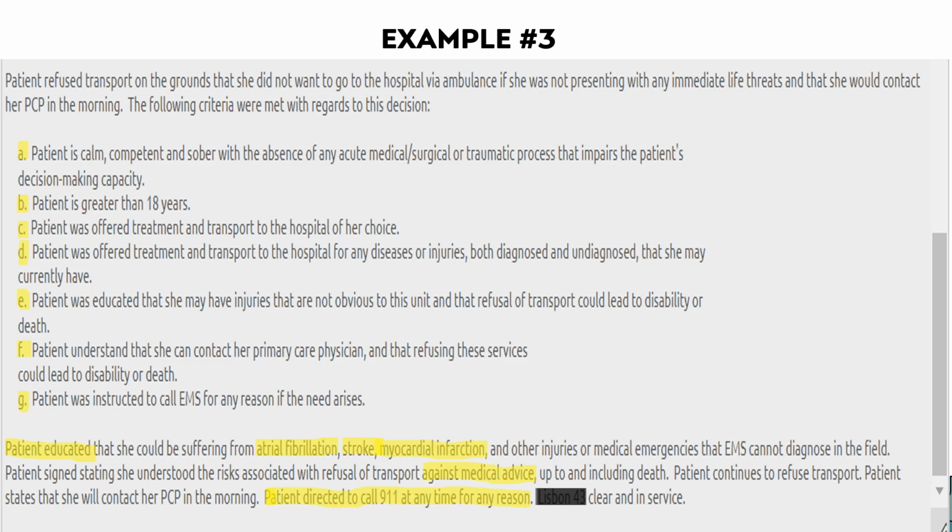Patient continues to refuse the transport, so it shows to me that this provider tried multiple times to convince the patient to go. Patient did say she would contact her PCP in the morning, and then again the patient was directed to call 911 at any time for any reason. Excellent example. Great job by this provider.